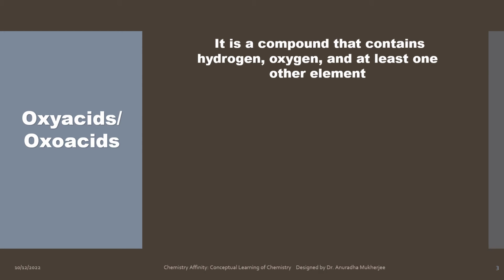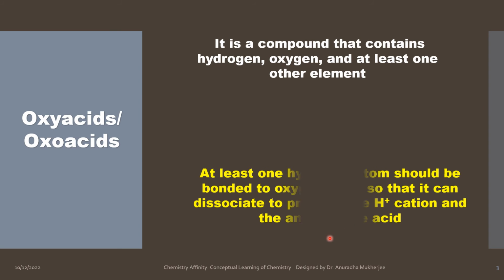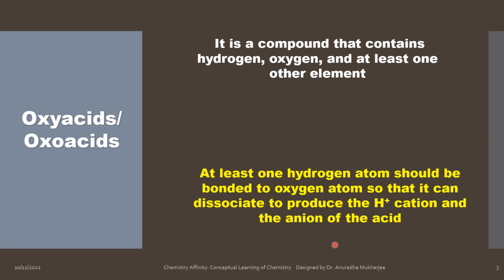Now what is an oxyacid? The acids we have just discussed are called oxyacids. And whatever we have seen in these formulas, you can see that they have hydrogen and oxygen. It's compulsory, and it contains another element. So that means an oxyacid is a compound that contains hydrogen, oxygen and at least one other element. And one thing we have to remember is that in an oxyacid formula, one of the hydrogens should be attached with oxygen. Then only it can dissociate as H plus ions.